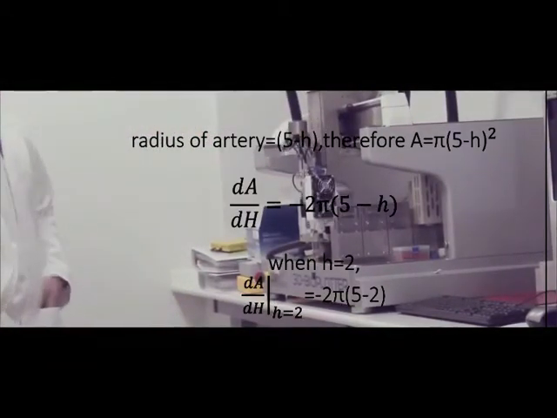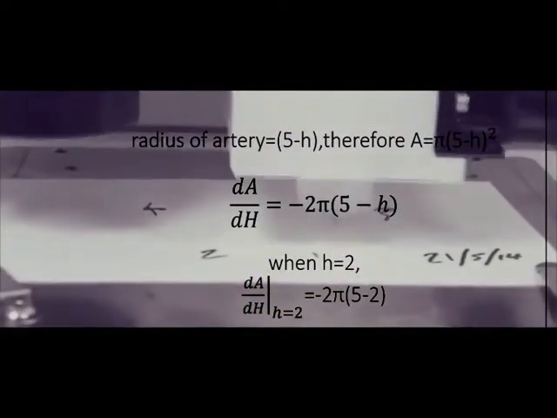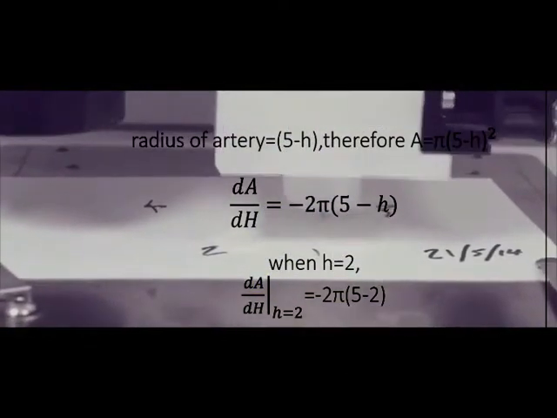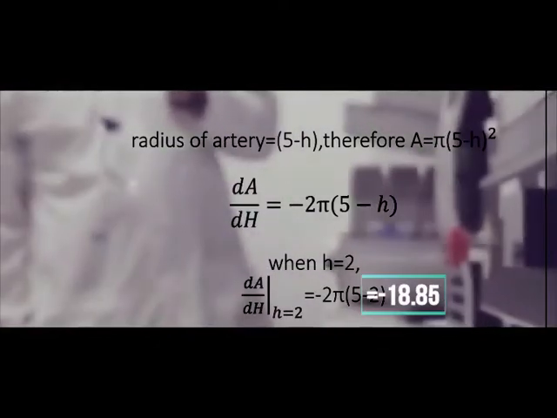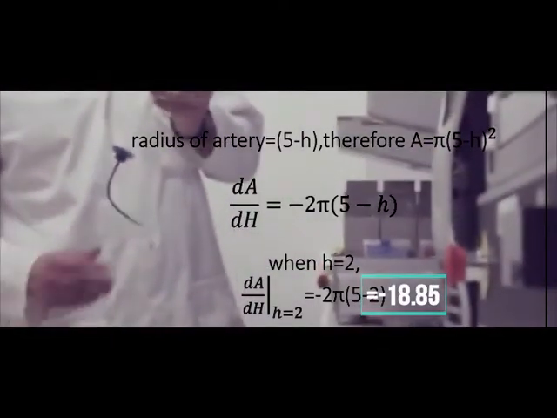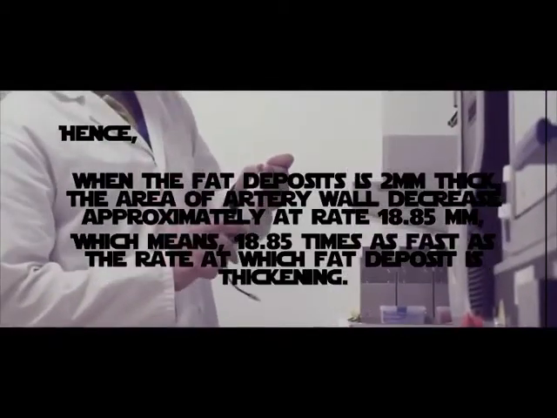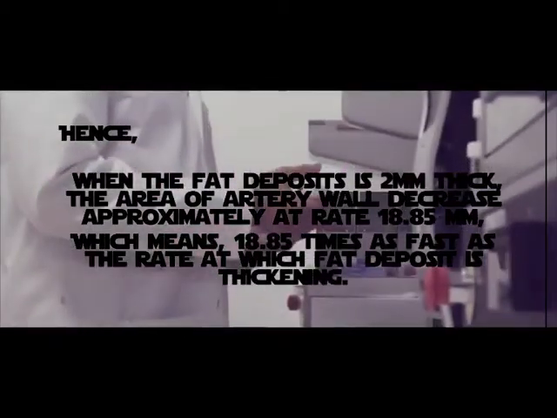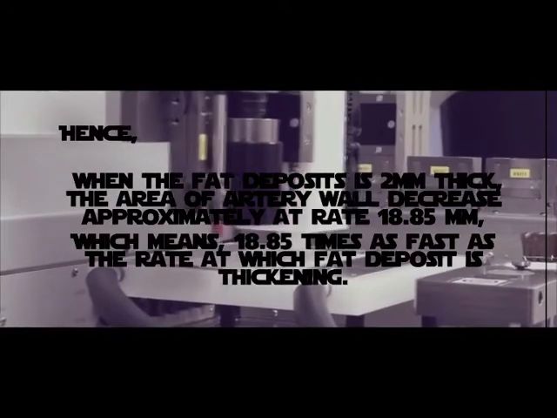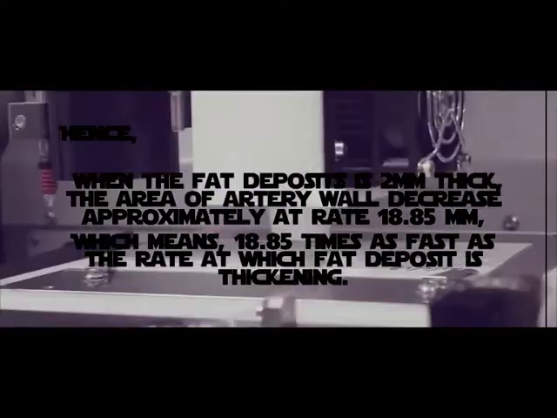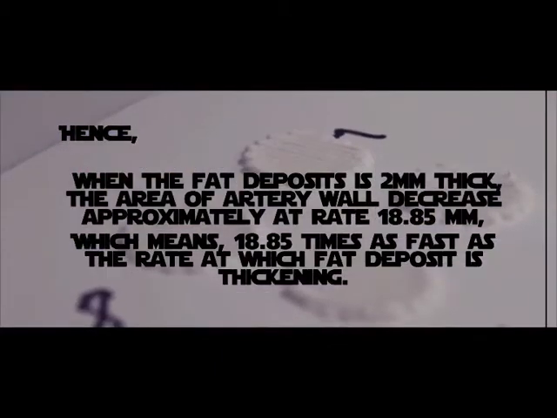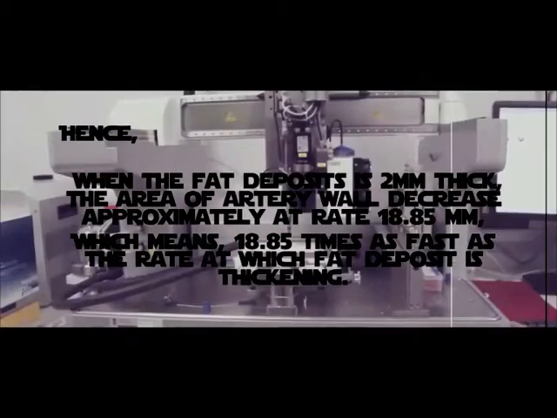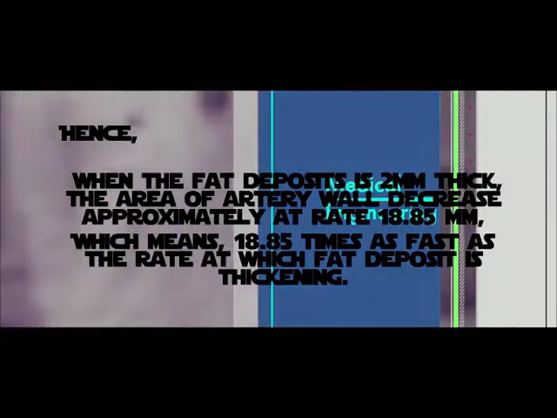Differentiate the area. We got negative 2 pi (5 minus h), when h equals 2. Substitute the h value and then we got the answer, which is negative 18.85. In conclusion, the area of artery opening is decreasing at an approximate rate of 18.85 mm when thickness of deposit is 2 mm. This is 18.85 times as fast as the rate of fat deposit thickening.